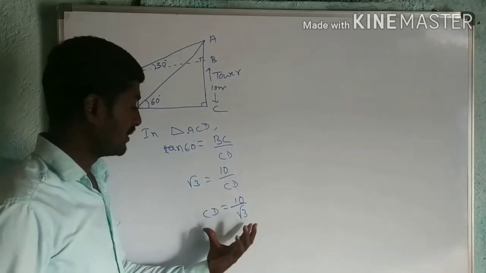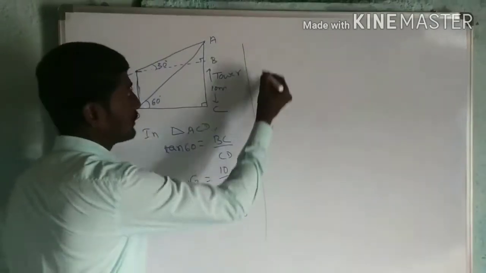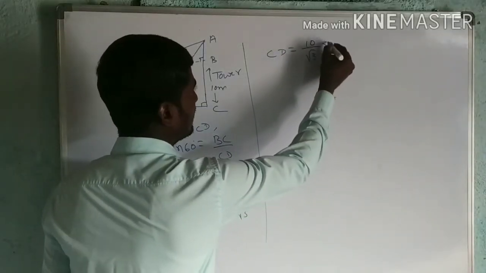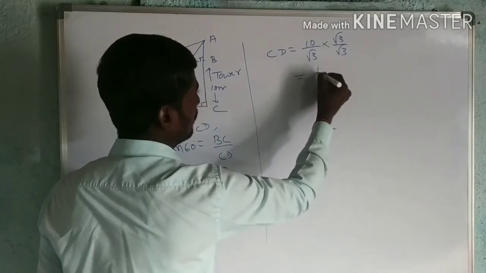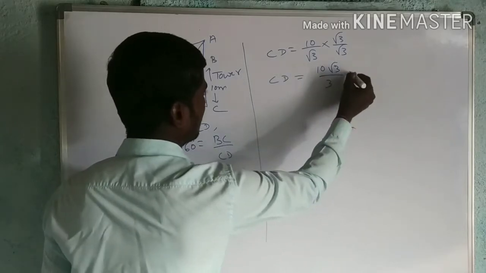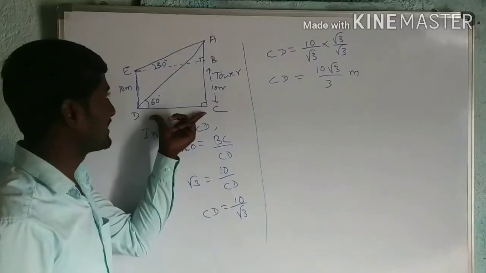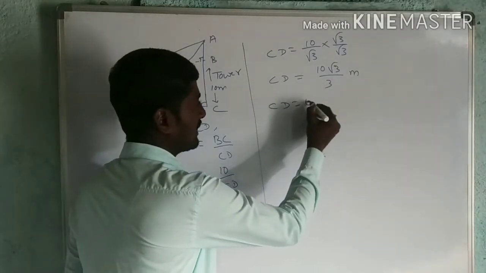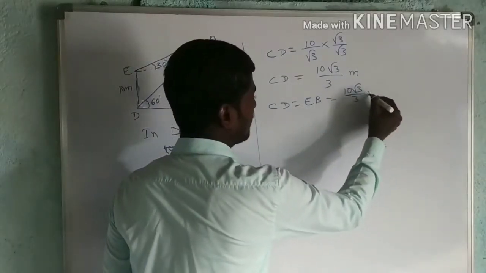Now let us solve this. You have to write it in simplest form. CD is equal to 10 divided by root 3, multiplied and divided by root 3, which is equal to 10 root 3 divided by 3 meter. Now CD I got. CD is nothing but EB, both are the same. So CD is equal to EB is equal to 10 root 3 divided by 3 meter.